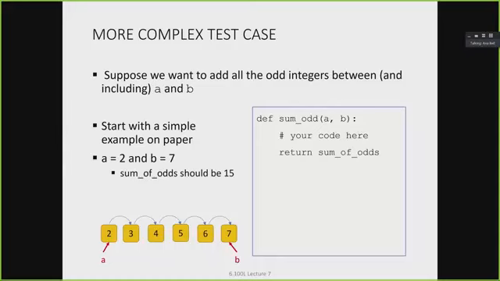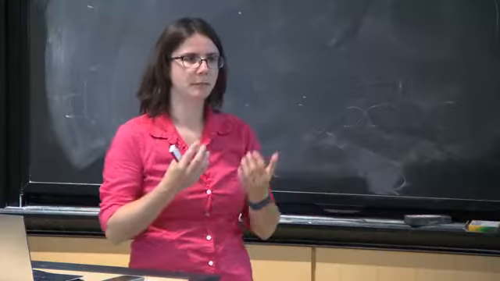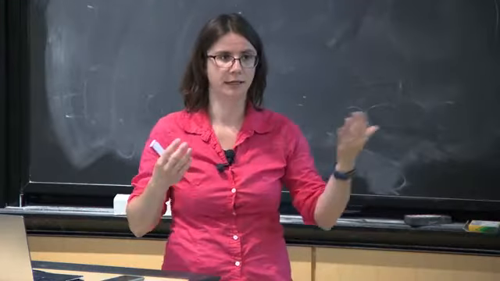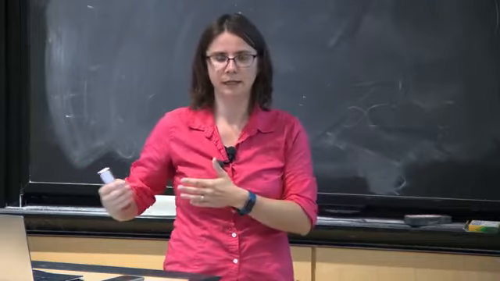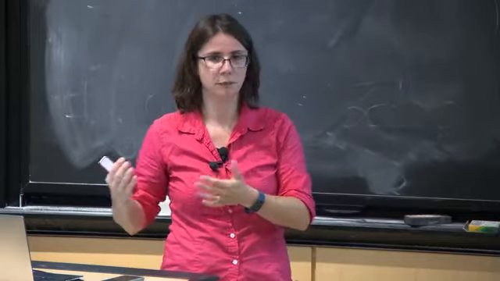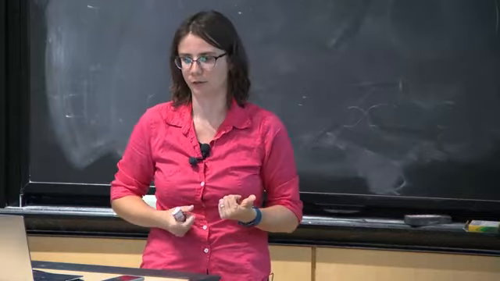So with these two examples in mind, I can start writing code. But instead of writing code for the big problem that might include some nuances or some edge cases, I can actually try to solve a similar problem. So instead of summing all the odd numbers between A and B, let's just sum all the numbers between A and B and see if we can get code working for that. Once we do, figuring out the odd ones should be a small tweak to our code.